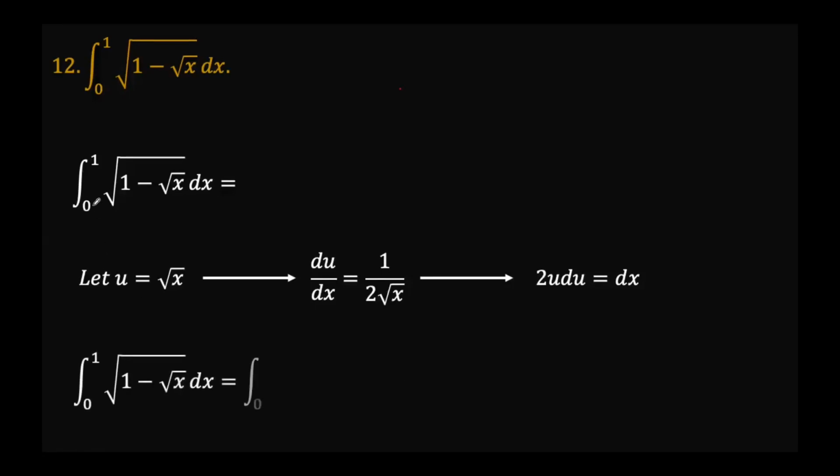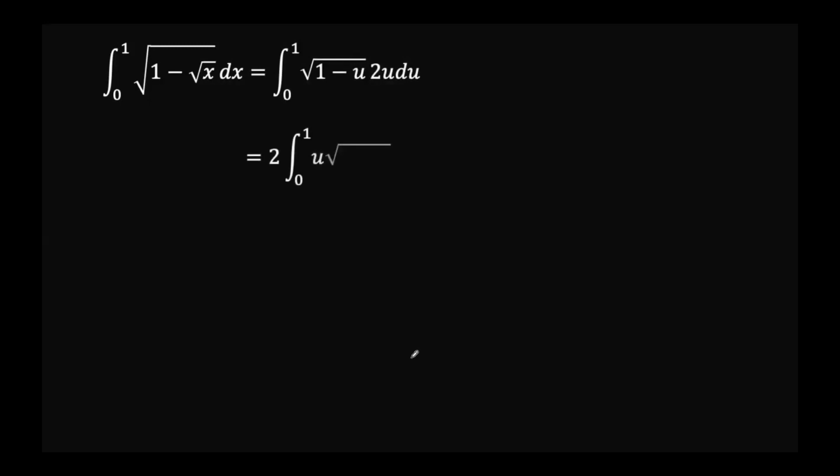And so the limits here, when x is equal to 0, u would be 0, when x is equal to 1, u would be 1. So this means that this integral is the same as the integral from u equals 0 to u equals 1 of the square root of 1 minus u times 2u du in place of dx. So this means that we now have an integration of 2 times u times square root of 1 minus u.